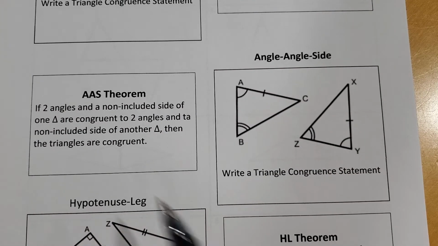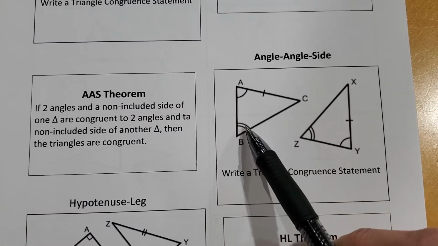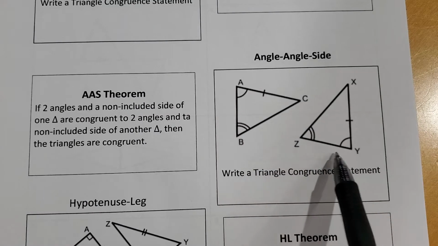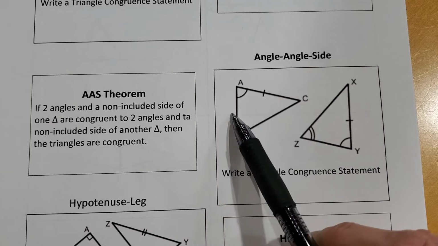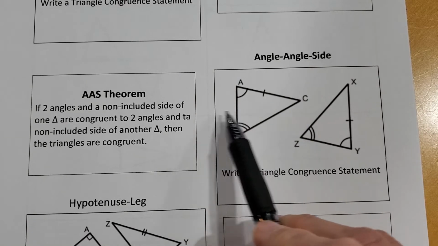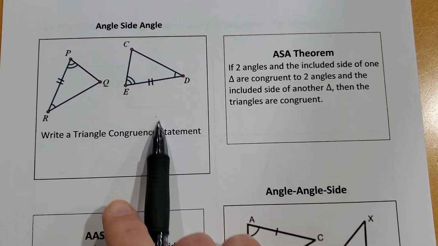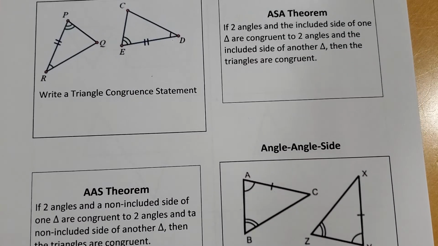Our 4th way is angle, angle, side theorem, which says that if you have 2 angles of 2 triangles congruent, and another side, not the included side. So you would only use this when you don't have the included side, and you would use the other one when you do have the included side. So they both have 2 angles, but it's all about which side it is. So be really careful with that.